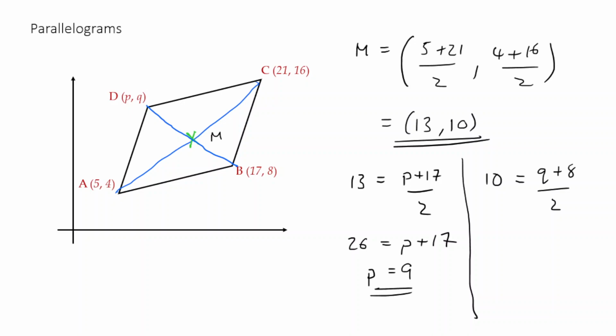And then if I find the q coordinate here, that's 20 is equal to q plus 8. And so q is equal to 12. So in other words, what we've been able to figure out is that the coordinate D is at the point 9, 12.